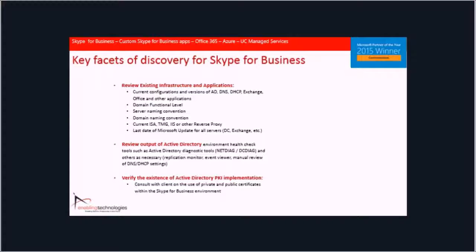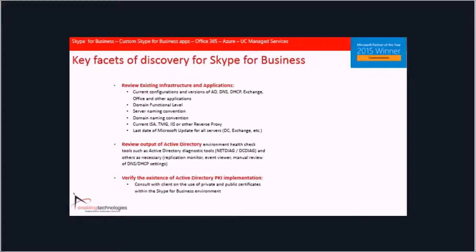Review as well, again, the output of Active Directory. There are some very basic tools. I think we're all familiar with NetDiag and DCDiag. Make sure that you're running those tools to make sure that Active Directory is, in fact, healthy. Make sure it's replicating the way you would expect. And again, take this as an opportunity to do that housekeeping in Active Directory that some of us may have put off for longer than we should. Last point there is understand where you're at as far as PKI.